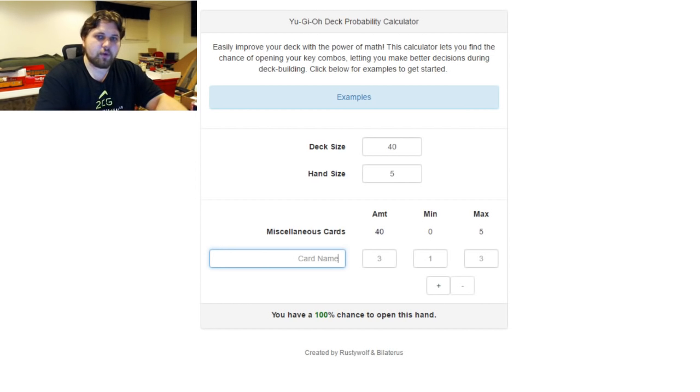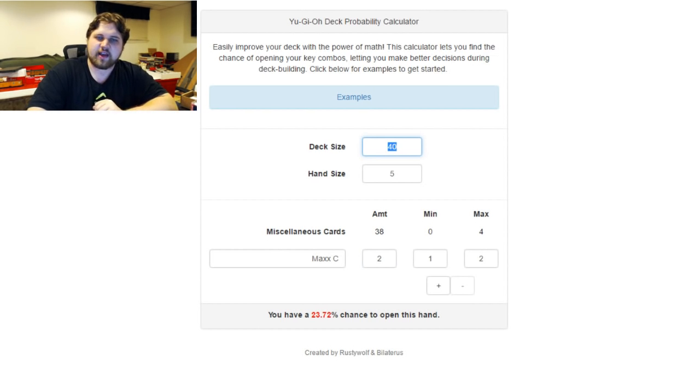But anyway, in a 40 card deck with Maxx C, in the previous format, when it was at 2, opening with 5 cards as your hand size, you had a 23.72% chance of seeing a Maxx C in your opening hand. Seems like respectable odds.